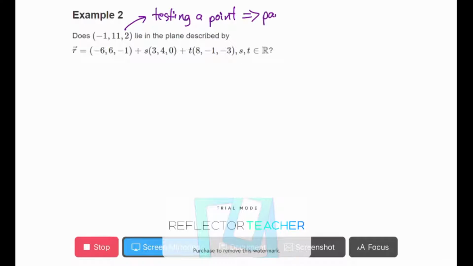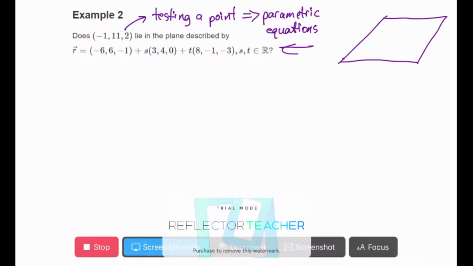So we're going to use parametric equations. And just to visualize, we're going to have some plane defined by the vector equation given here. We have some point -1, 11, 2, and we want to see, does this exist somewhere in our plane? Let's find out.